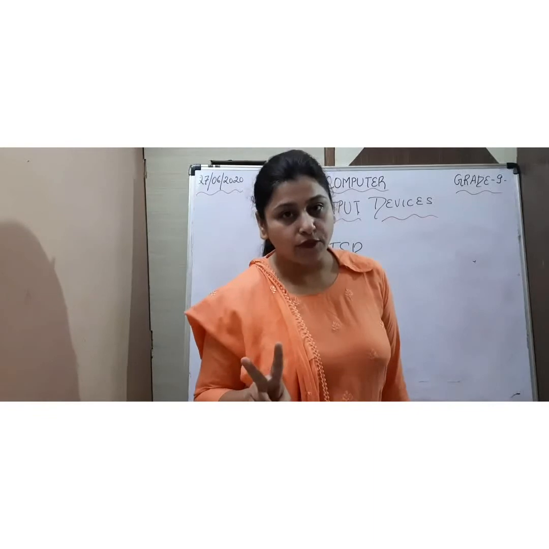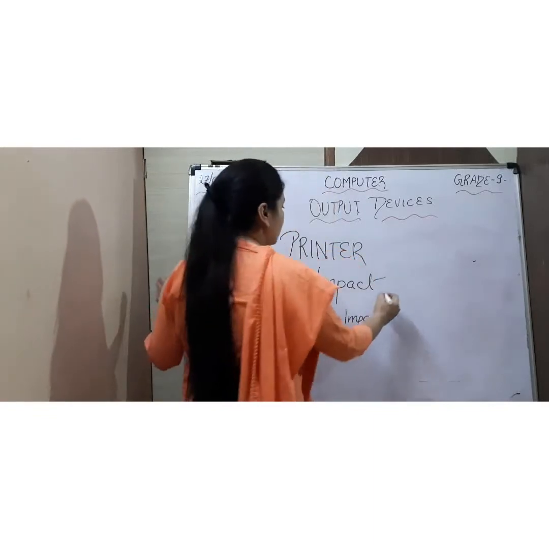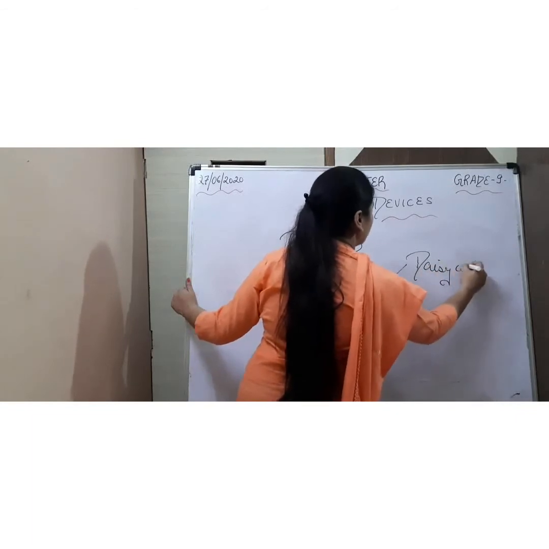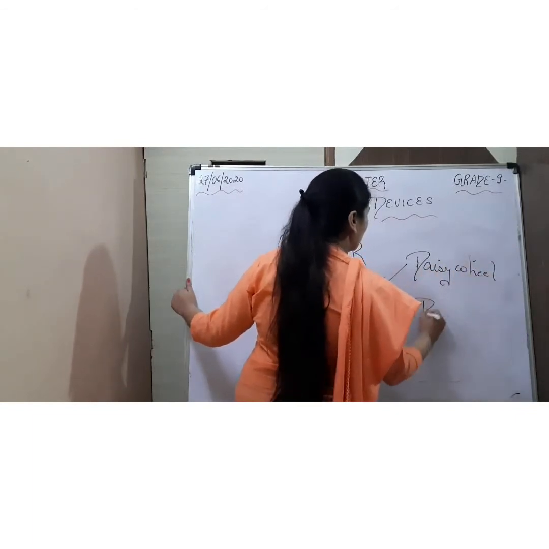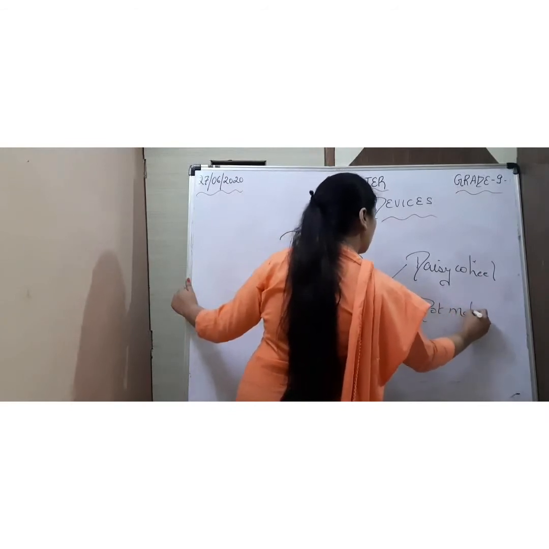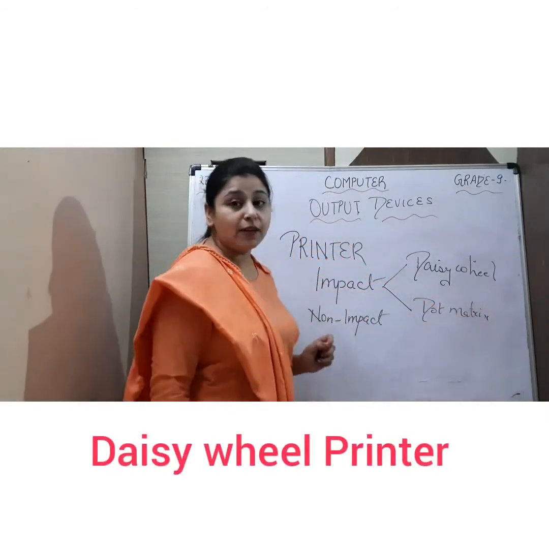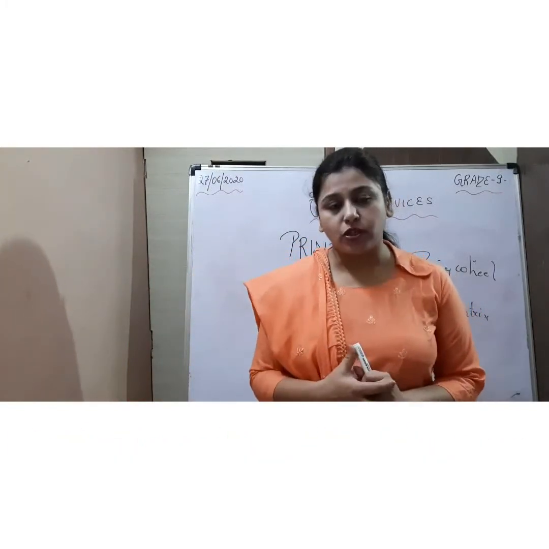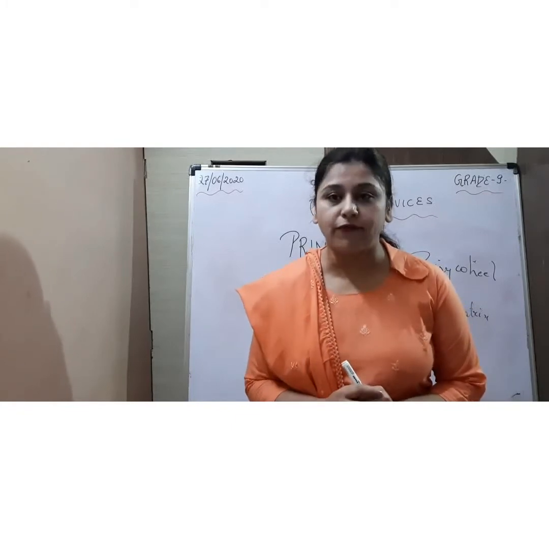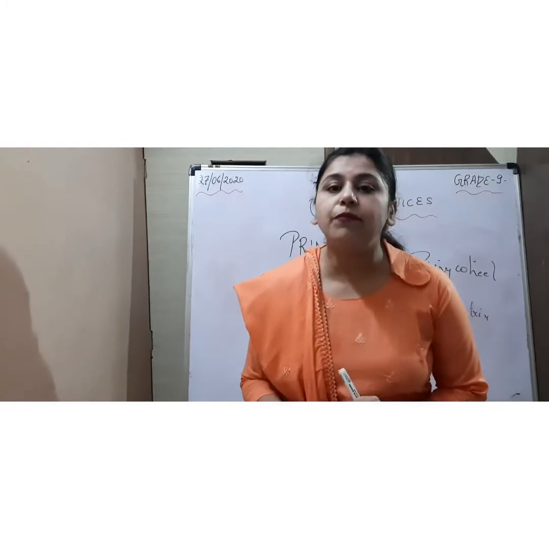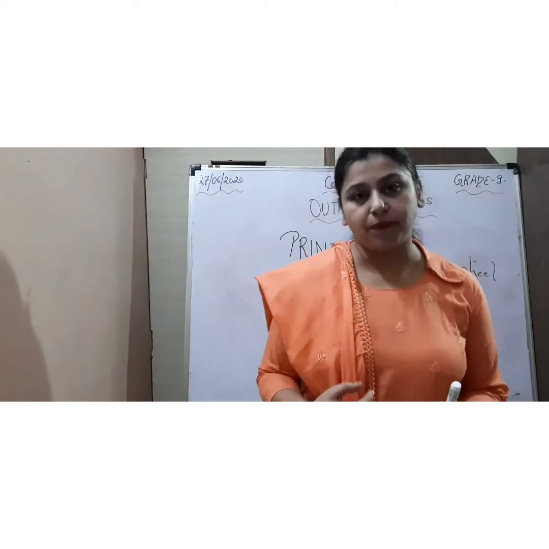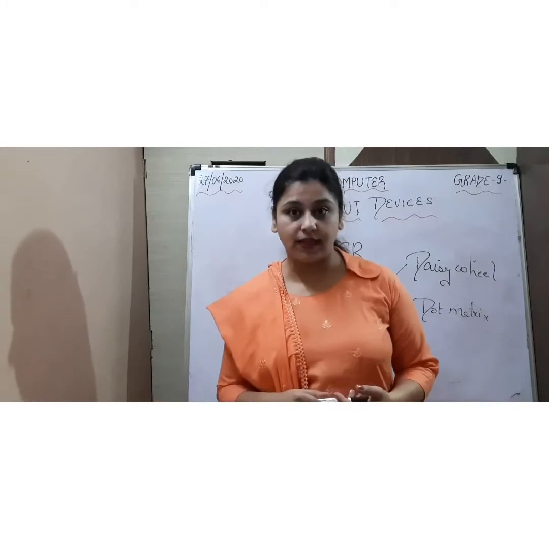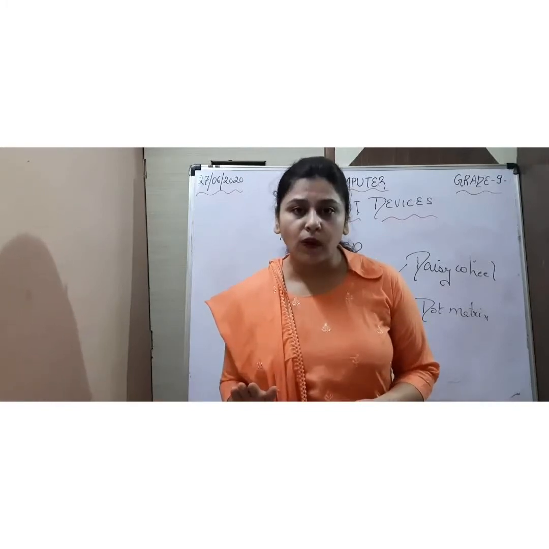So there are two types of impact printer, a daisy wheel printer and a dot matrix printer. What is a daisy wheel printer and what is a dot matrix printer? A daisy wheel printer has the capability to produce good letter formation, but it cannot produce graphics. The speed of printing characters on paper is 16 characters per second to 120 characters per second, but they are very slow.